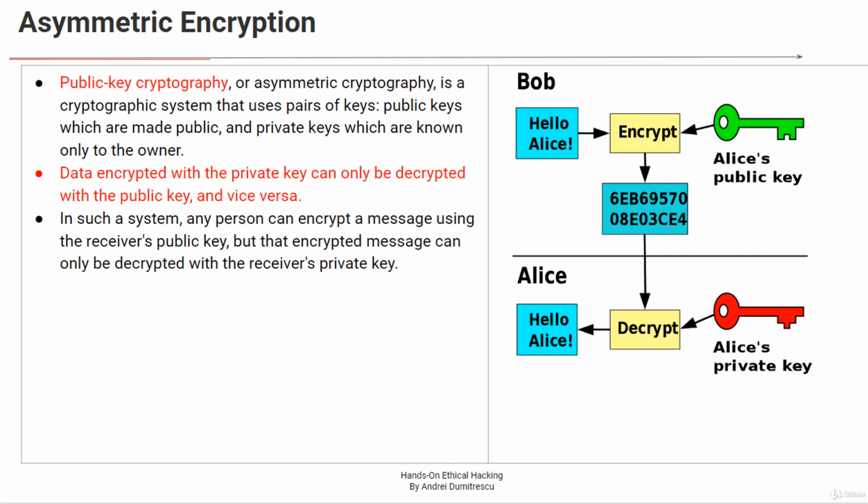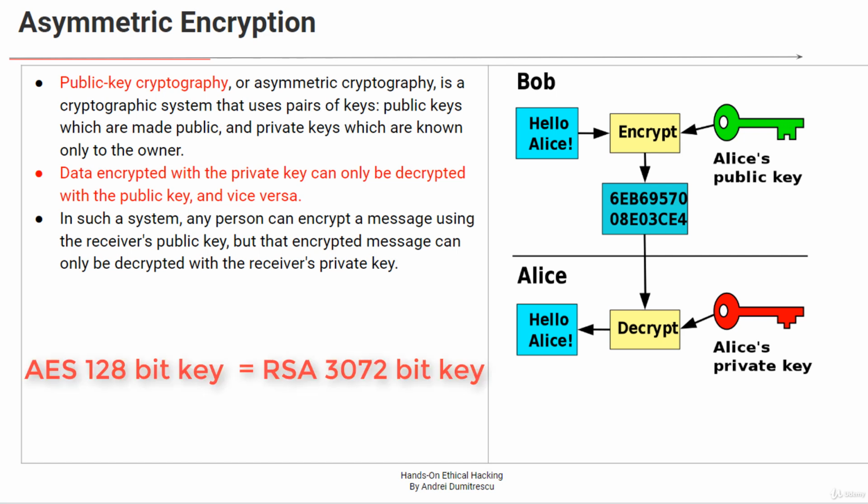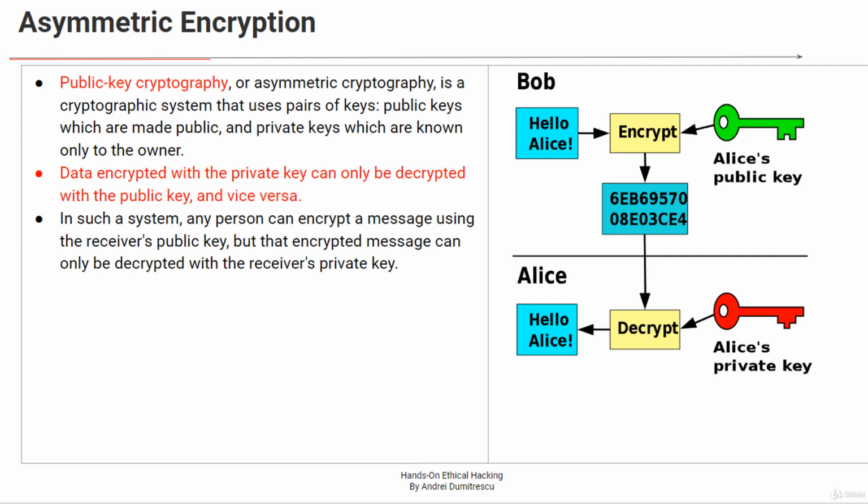Note that the length of keys of asymmetric encryption algorithms are much larger than the length of the keys of symmetric algorithms without being more secure. For example, an AES key of 128 bits and an RSA key of 3072 bits both have a similar strength. You cannot compare the key length of symmetric and asymmetric encryption algorithms easily.